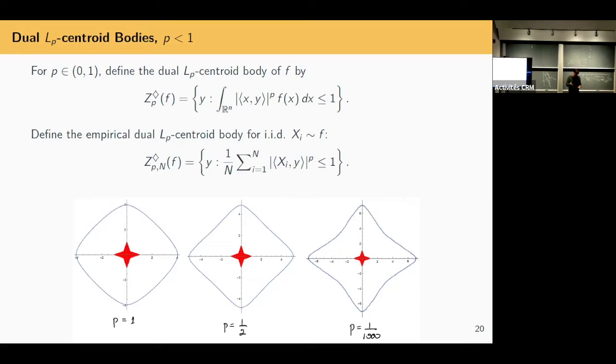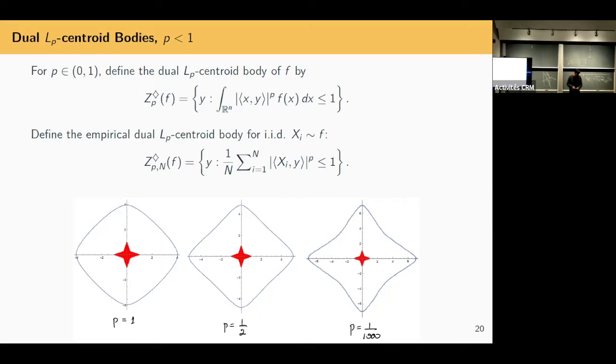Otherwise, the definition is the same. A deterministic body attached to a function, an empirical body attached to n vectors, with the same averaging process. As long as these moments exist, the definitions make sense, and I still have a law of large numbers to get the empirical one converging to the deterministic one.